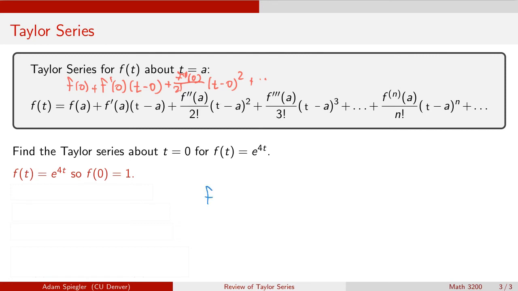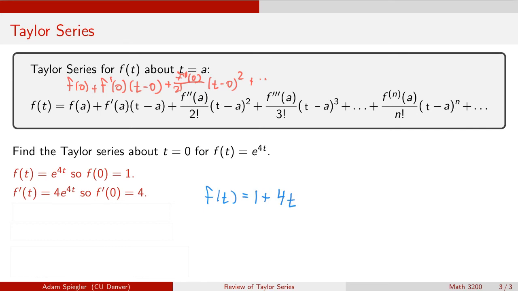So we have that e to the 4t is equal to f of 0, which we now just found is 1. And then next, we're going to add f prime of 0 times t minus 0. So first, we would take the derivative of f, and then we would evaluate it at 0. So that gives us a value of 4. So then my next term in this Taylor series is going to be 4 times t minus 0. So that gave us this term over here. We found that f prime of 0 was 4, and then t minus 0, that's just t.